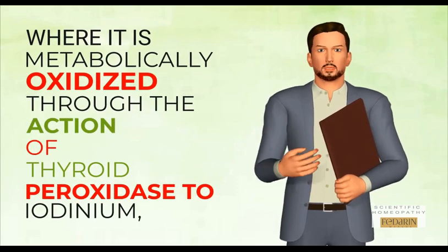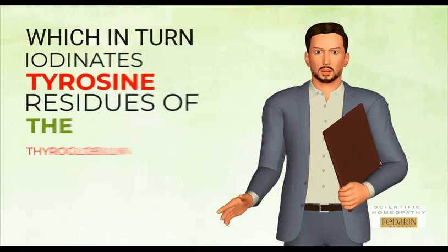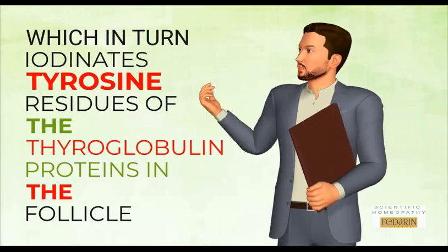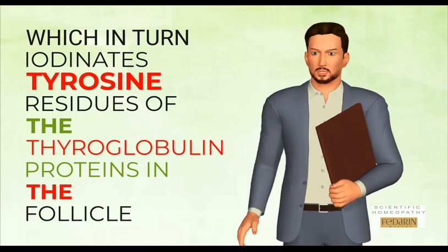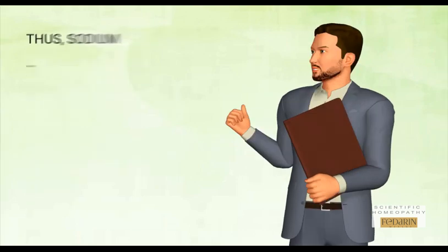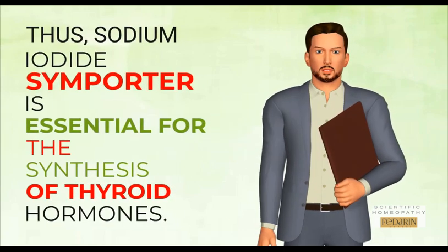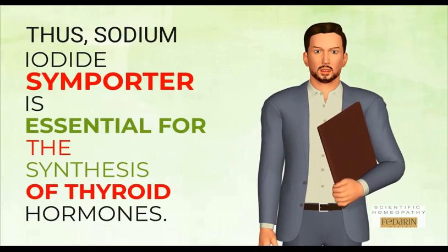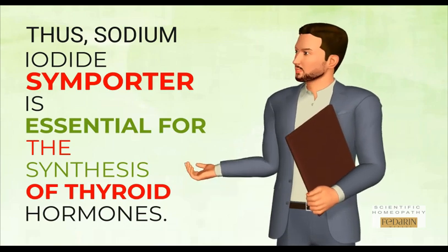of thyroid peroxidase to iodinium, which in turn iodinates tyrosine residues of the thyroglobulin proteins in the follicle colloid. Thus, the sodium iodide symporter is essential for the synthesis of thyroid hormones.